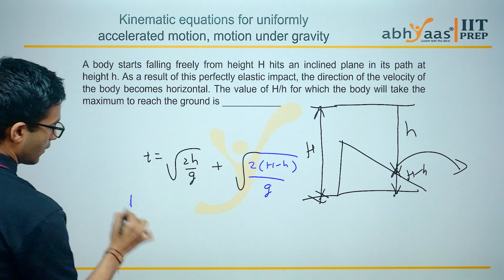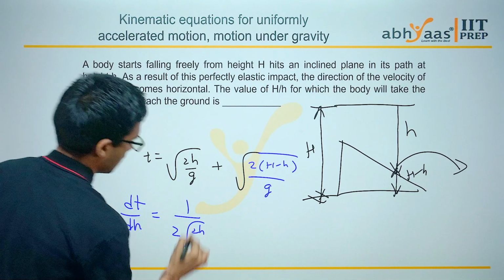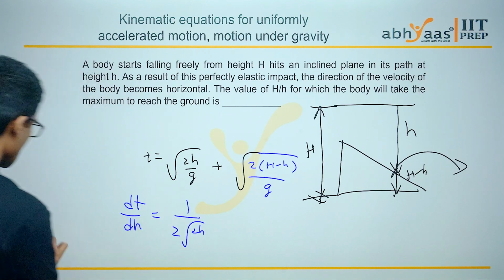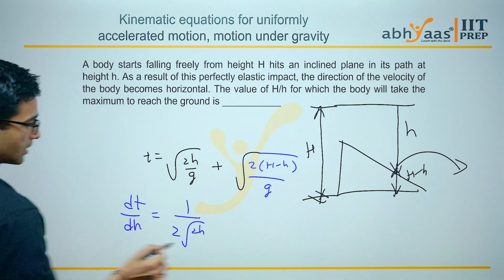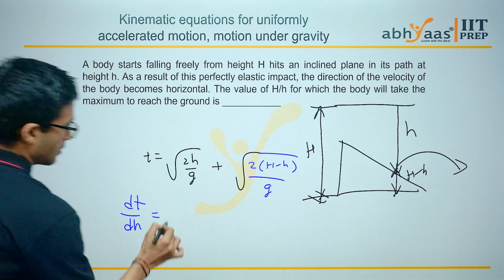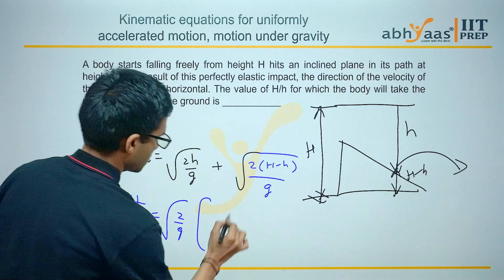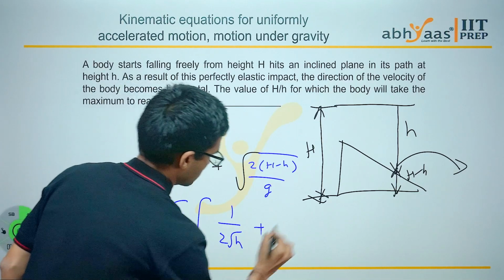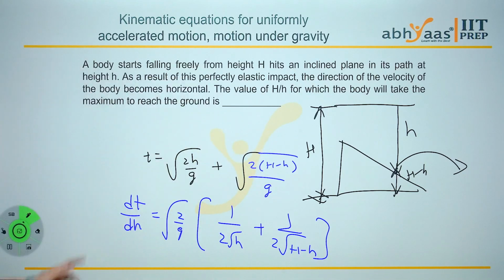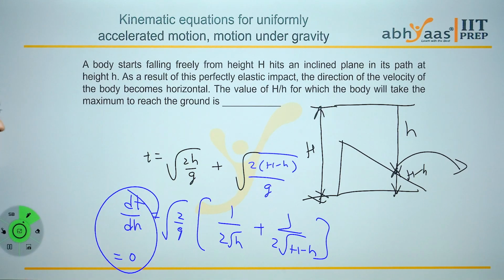Now if you differentiate dt by dh, this is 1 by 2 root 2h by g, or you can take outside root 2 by g, you can easily get the answer. Directly you can do this. Root 2 by g you can take common. So from both the terms, 1 by 2 root h plus 1 by 2 root H minus h. If you equate this dt by dh is equal to 0. Why am I equating? Because we are trying to maximize the time.